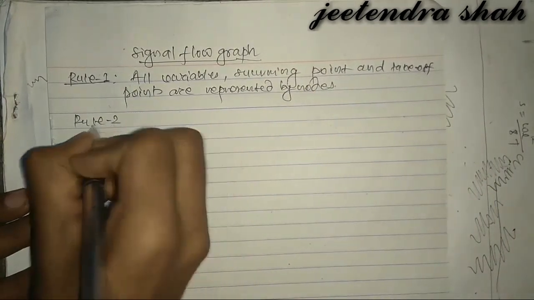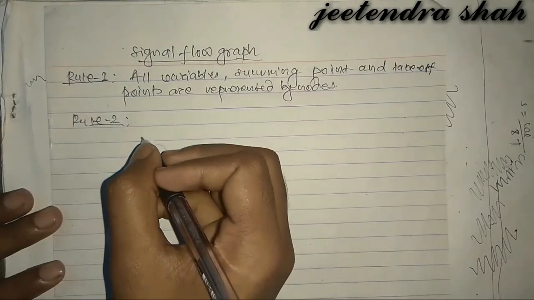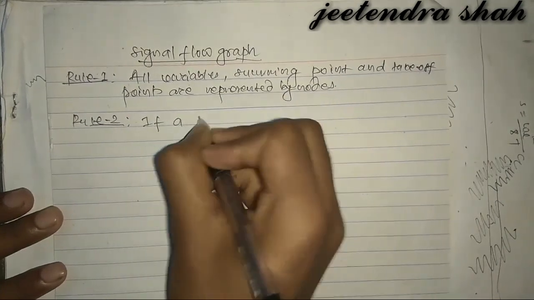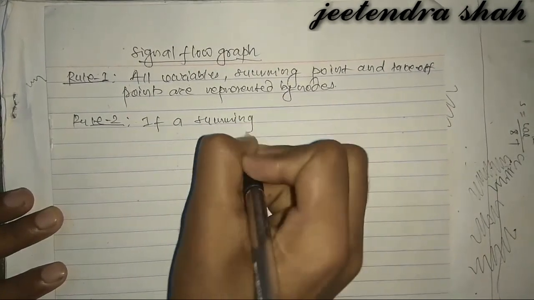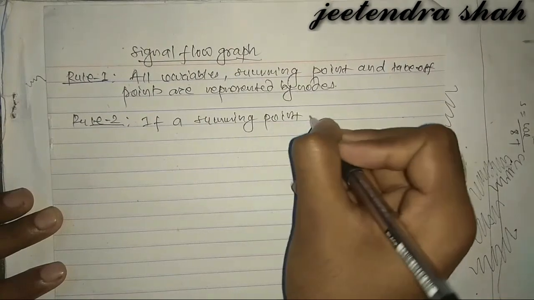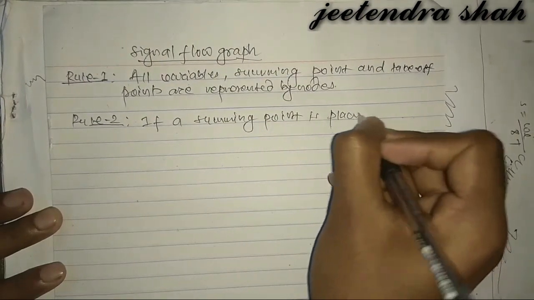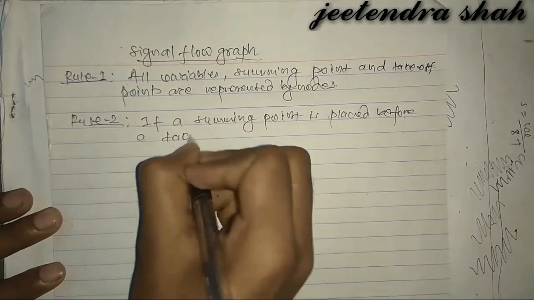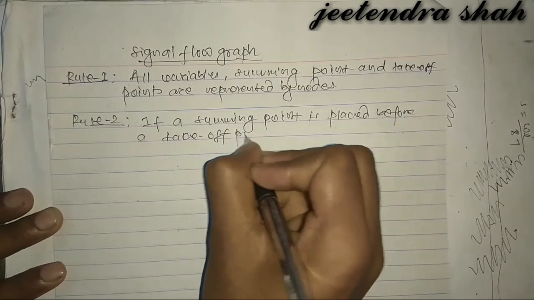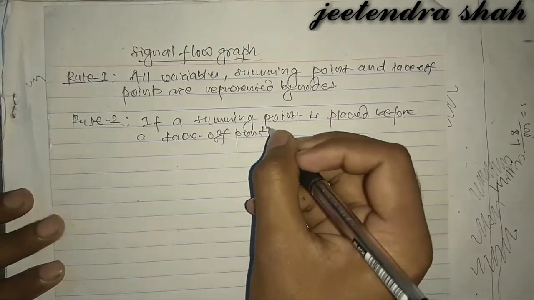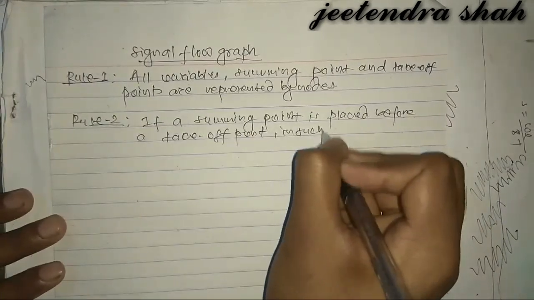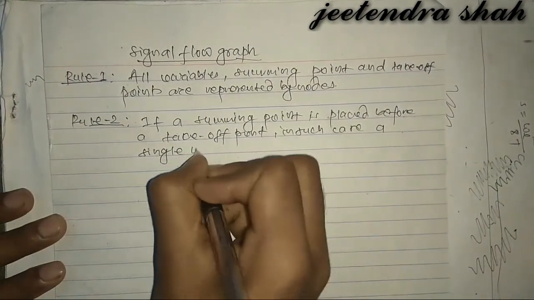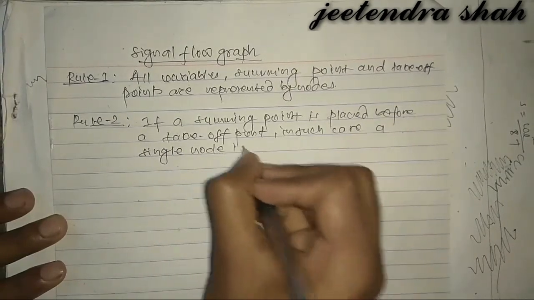And rule second: if a summing point is placed before a takeoff point, then in such case a single node is considered.